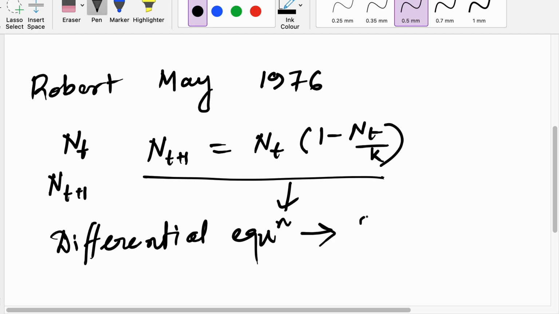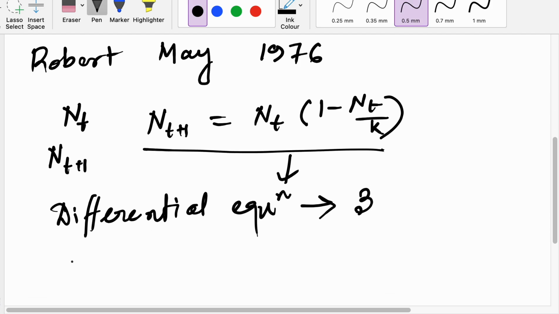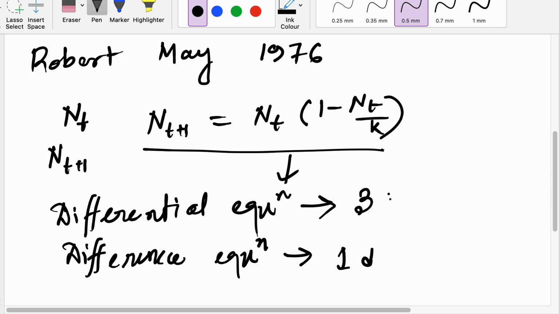In differential equations you need at least three degrees of freedom. That means to see chaos in a differential equation, you need at least three coordinates. But in the context of maps, you can observe chaos in only one dimension, in the difference equation. So for the map I will use a difference equation, and in only one dimension we can study chaos.